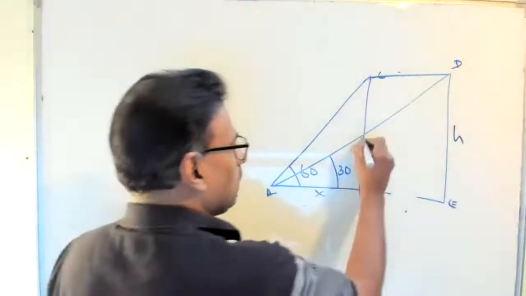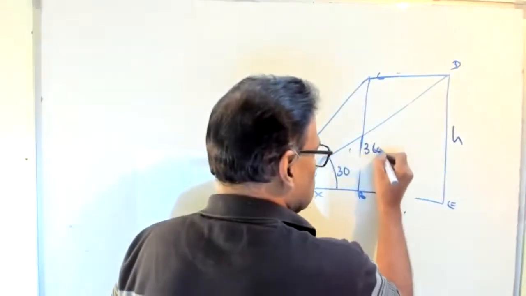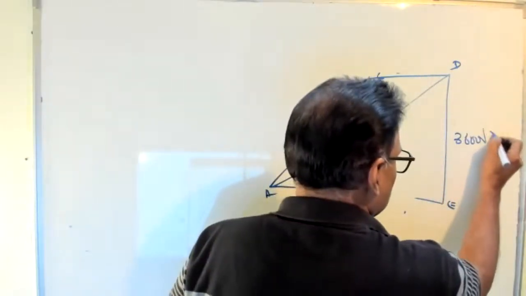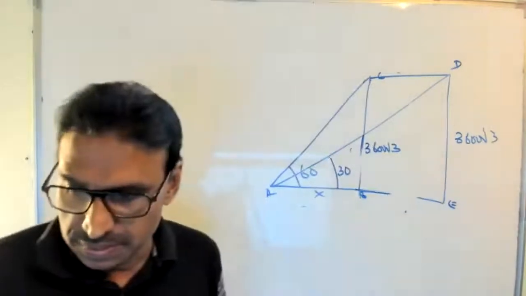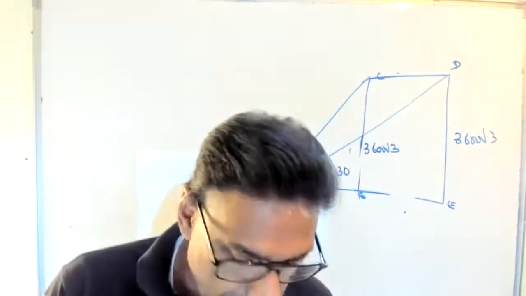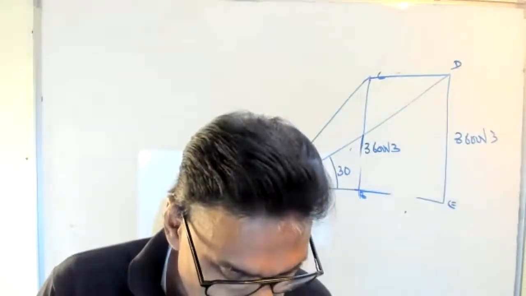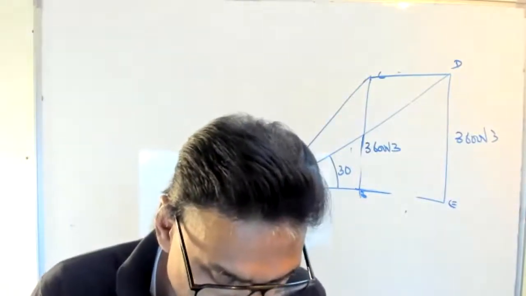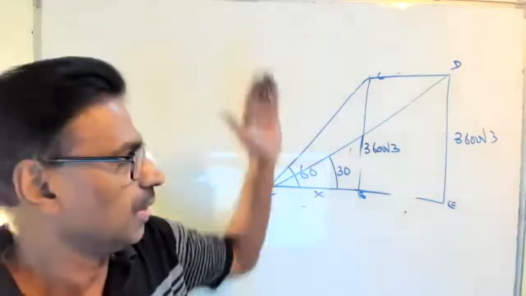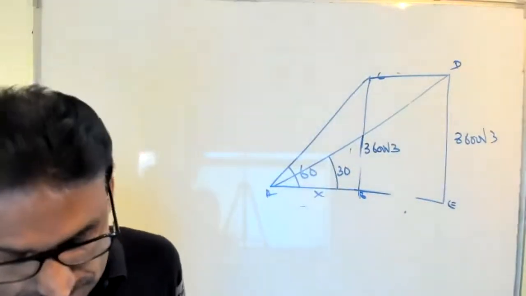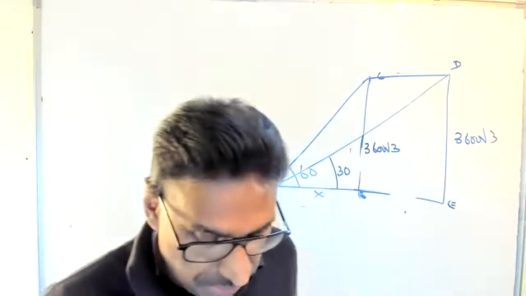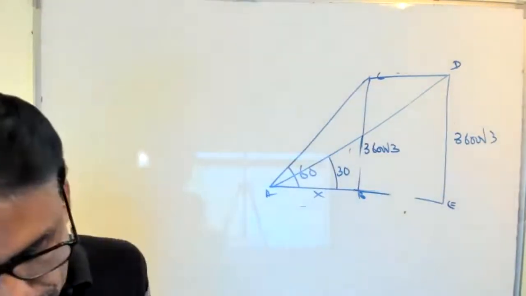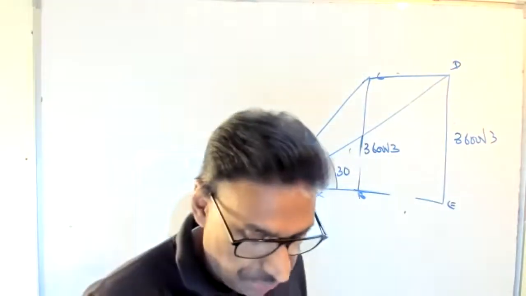This height is 3,600 root 3. This also is 3,600 root 3. Look, the angle of elevation of a jet plane from a point A on the ground is 60 degrees. After 15 seconds, the angle of elevation changes to 30 degrees. If the jet plane is flying at a constant height of 3,600 root 3, find the speed of the plane.